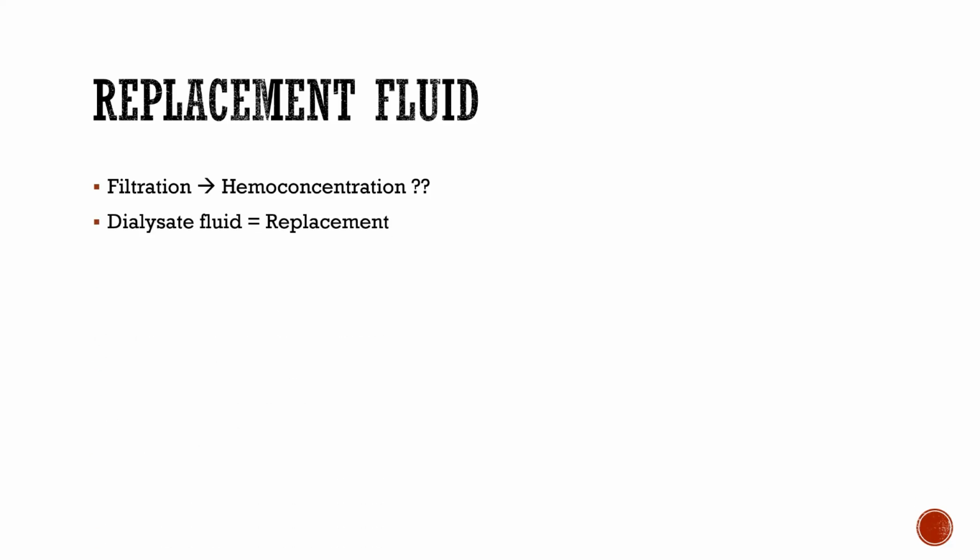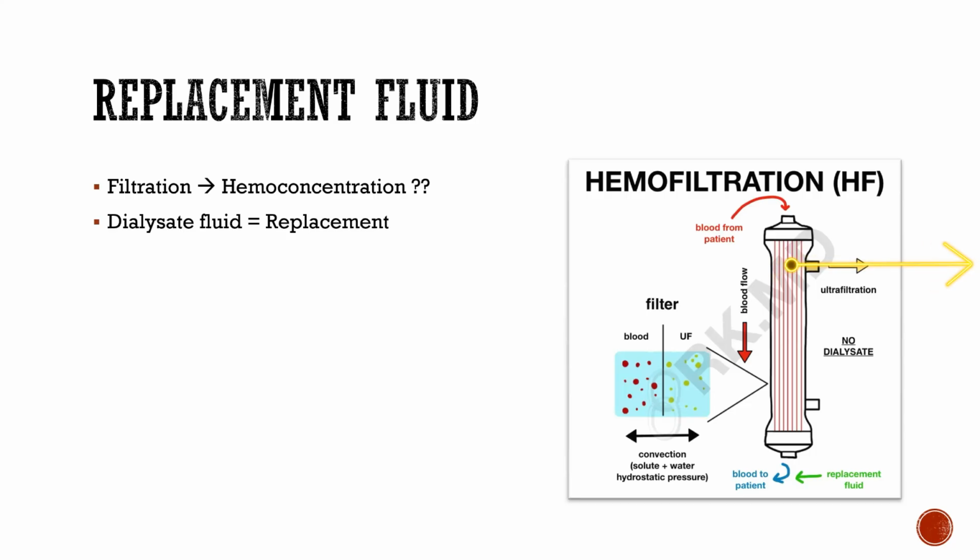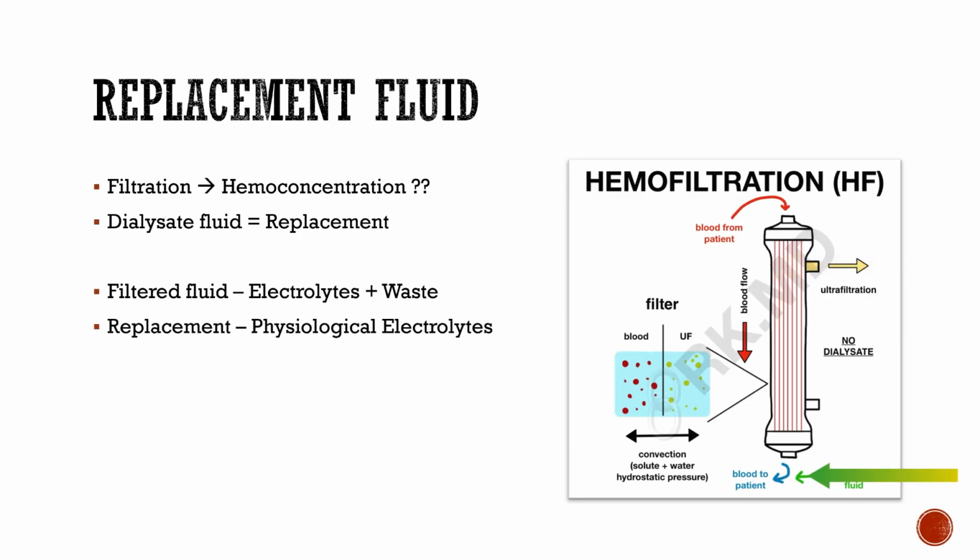To avoid that, we use replacement fluid, which plays the role of dialysate in hemofiltration. Let's say we remove 10 liters of fluid from the patient. This fluid contains electrolytes in physiological concentrations plus waste products. We then replace it with 10 liters of a clean replacement solution, a fluid with the same electrolytes in physiological concentrations but without waste products. So essentially, you are removing dirty fluid and replacing it with clean fluid, achieving toxin removal while maintaining fluid balance. This is how hemofiltration clears toxins through convection while avoiding dehydration.